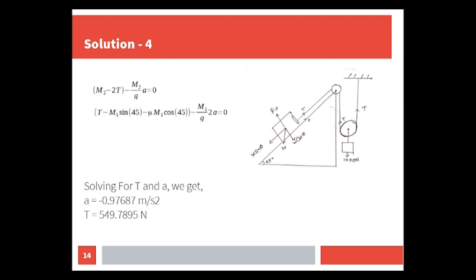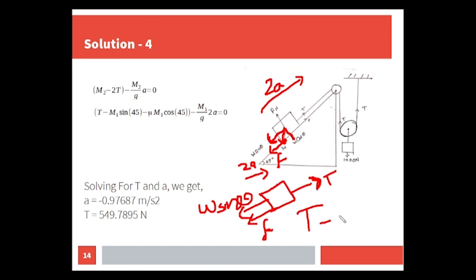So here there is W in this direction. We can write two components: W cos theta in the direction of the normal reaction, and W sin theta in the direction of the plane. And here there will be friction acting in this direction. So let me just redraw that block. Here we have the tension, here we have W sin theta, and here we have friction. The block is accelerating upward, so the tension is obviously higher. So you can write tension minus W sin theta minus the friction equal to the net force.